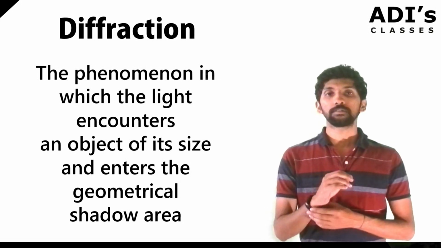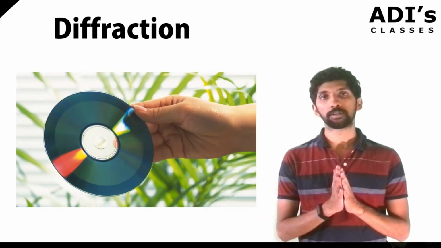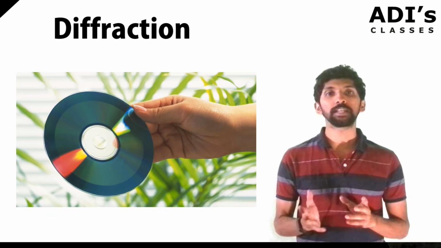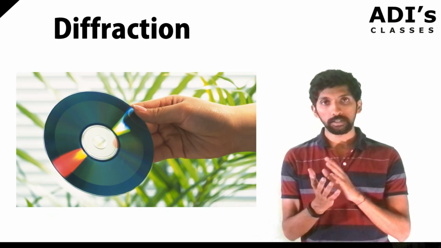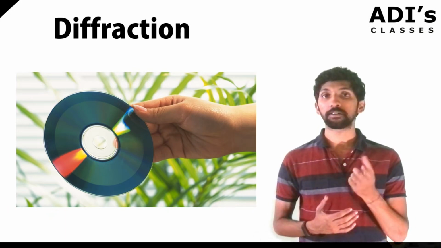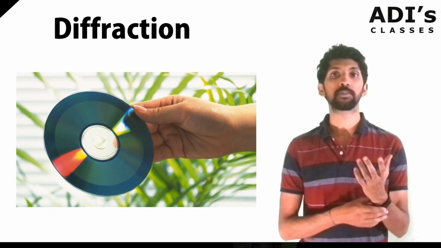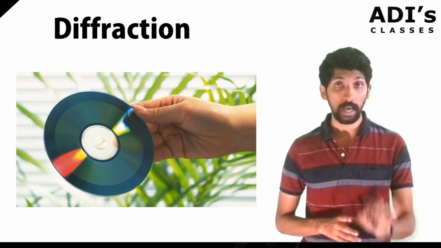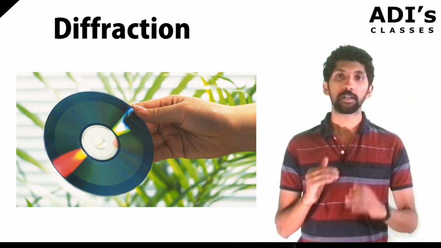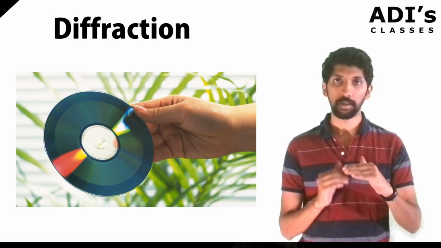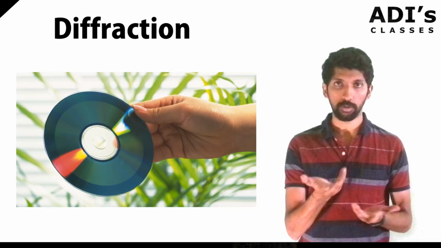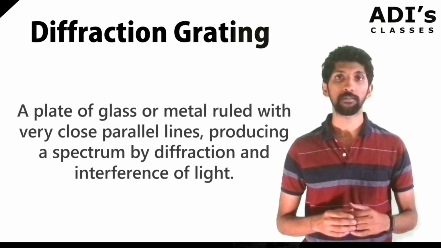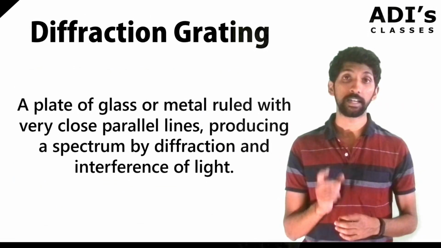Now, lots of examples we can give for diffraction. One simple example is the bottom part of a CD or DVD. Whenever you expose it to light, you'll see all the 7 colors, right? That happens because of diffraction, because there is a very thin layer below that CD, the plastic disc, that acts like a diffraction grating.